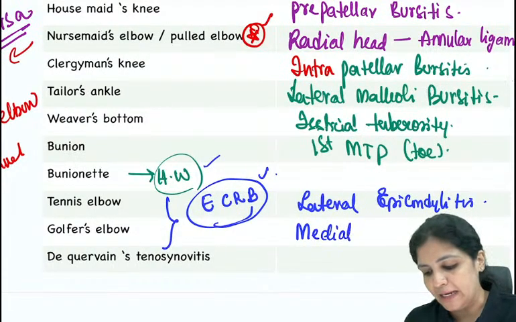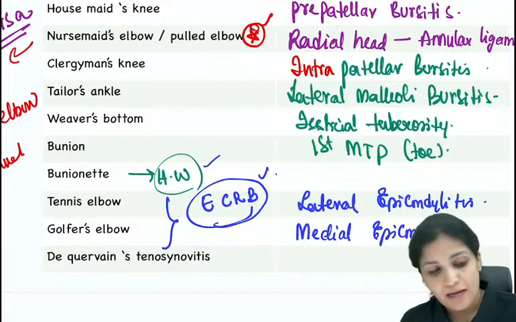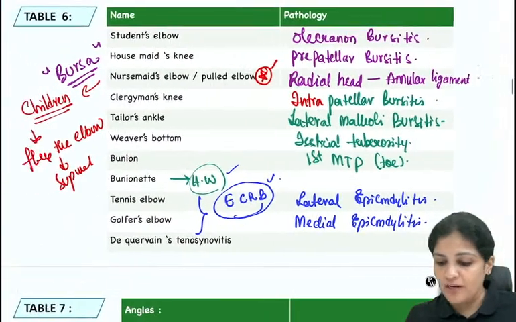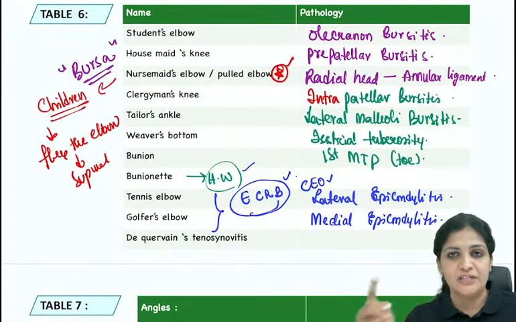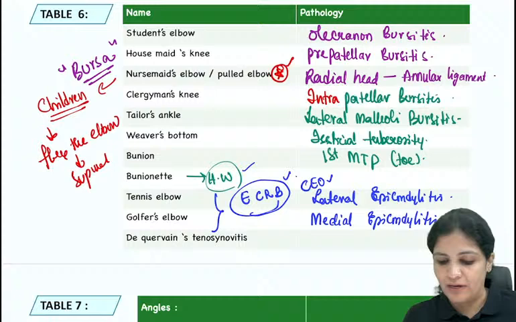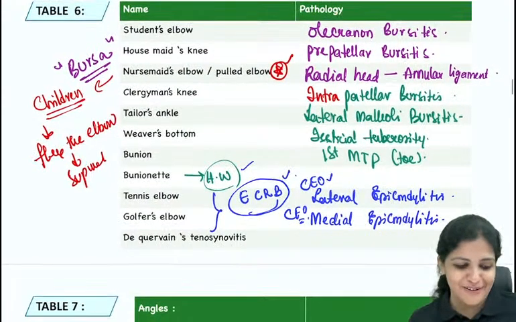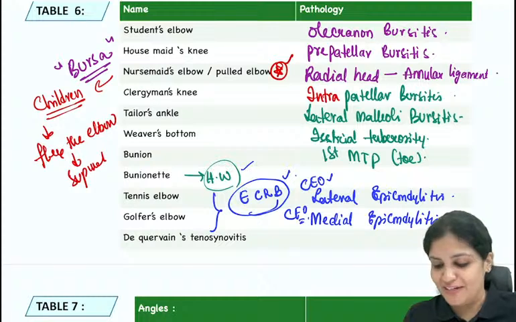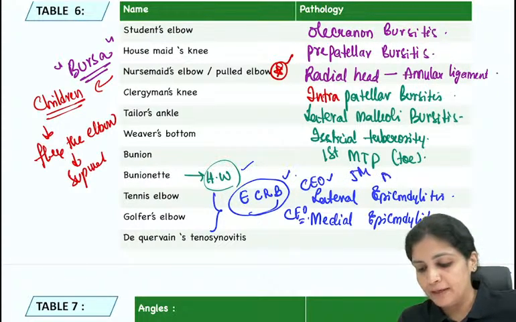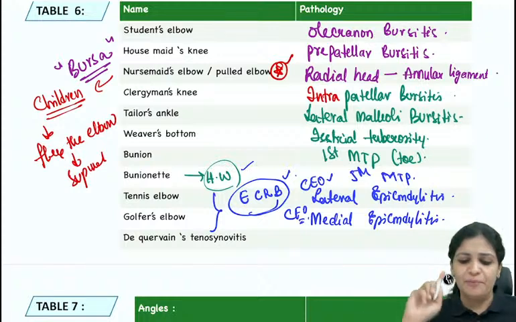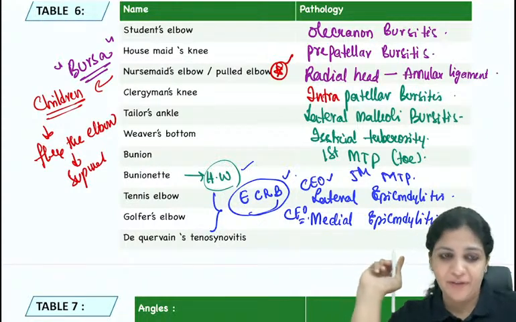Golfer's elbow is the opposite. That is medial epicondylitis. The lateral epicondyle is the common extensor origin, CEO. The medial epicondyle is the common flexor origin, CFO. Very good. Bunionette is the fifth MTP. You just have to remember bunion is first and bunionette is fifth MTP. Right?